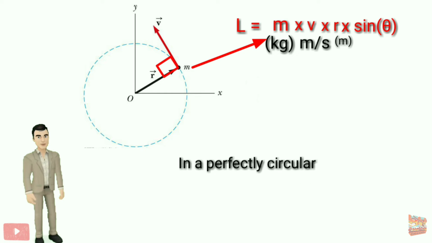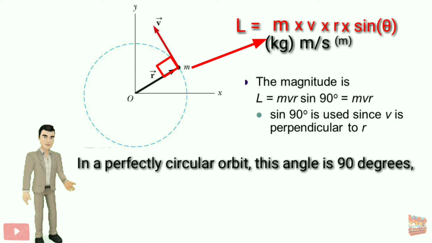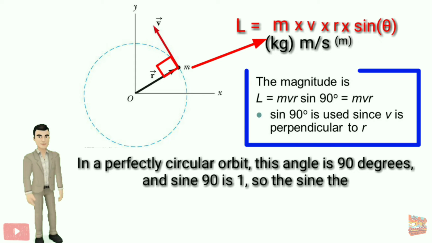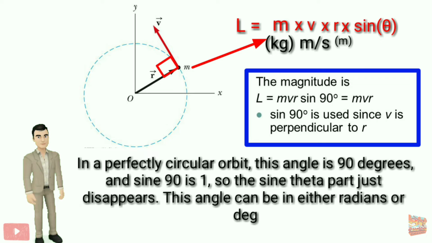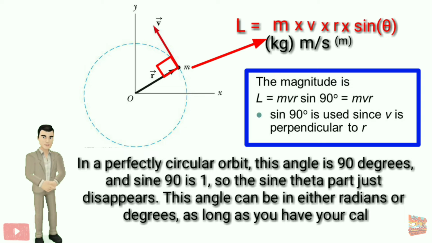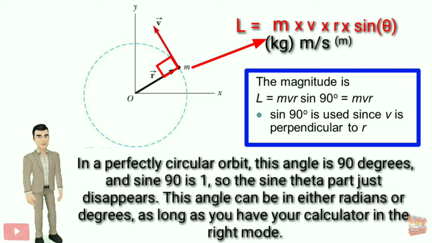In a perfectly circular orbit, this angle is 90 degrees, and sine 90 is 1. So the sine theta part just disappears. This angle can be in either radians or degrees, as long as you have your calculator in the right mode.